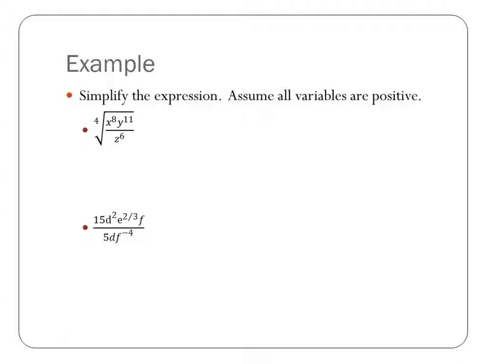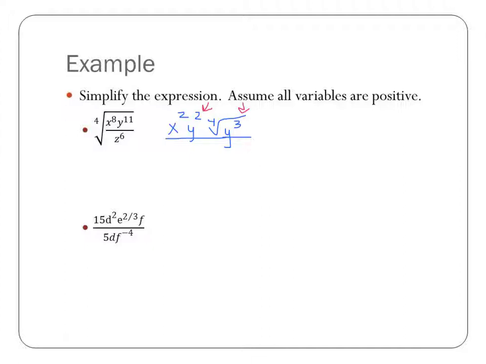Okay, so let's simplify this. 4th root of x to the 8th is going to be x squared. Okay. 4th root of y to the 11th is going to be y squared 4th root of y cubed. Okay, because 8 of them came out into this squared right here because it was 2 groups of 4. And then you would have 3 left over to stay inside. So those are your 3 you had left over.